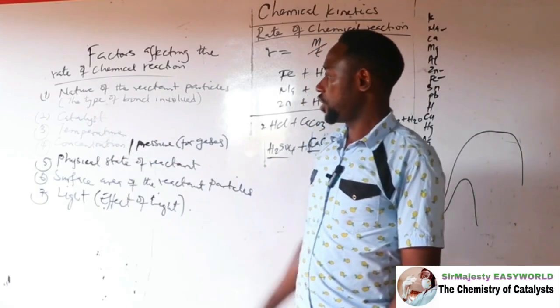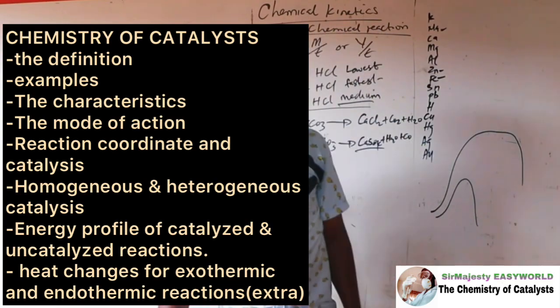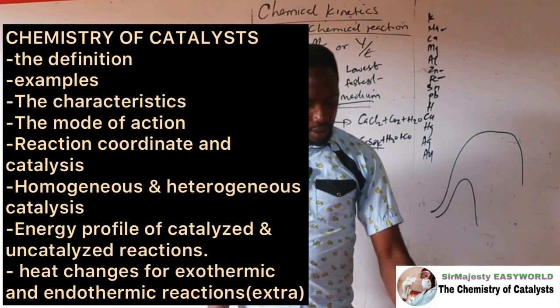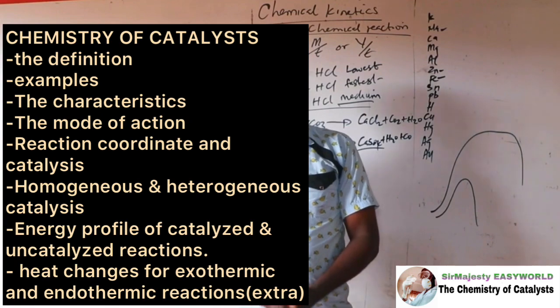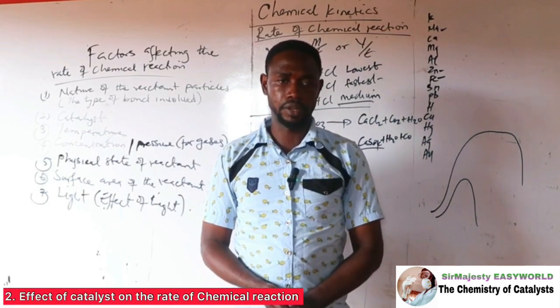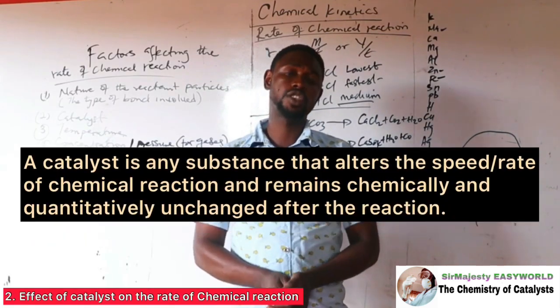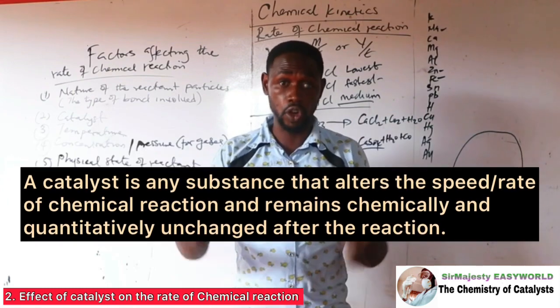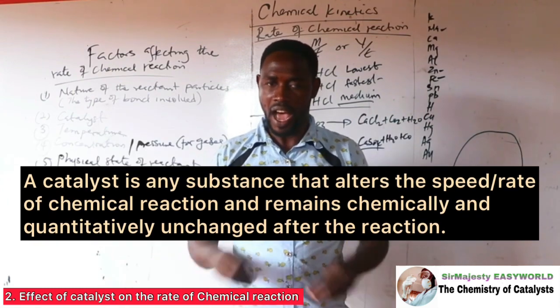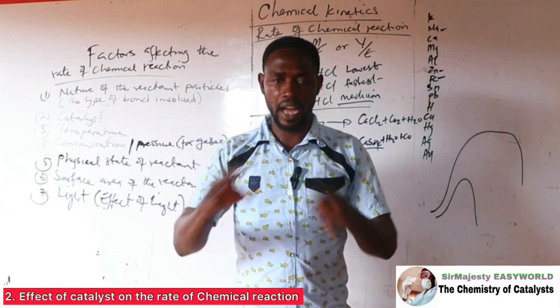The next is going to be the catalyst. A catalyst, by definition, is any substance that alters the rate of chemical reaction and remains qualitatively and quantitatively unchanged at the end of the reaction. Such a thing is what we call a catalyst.